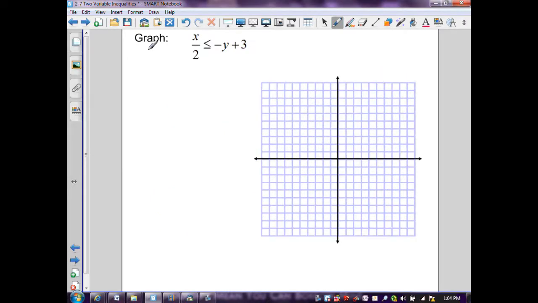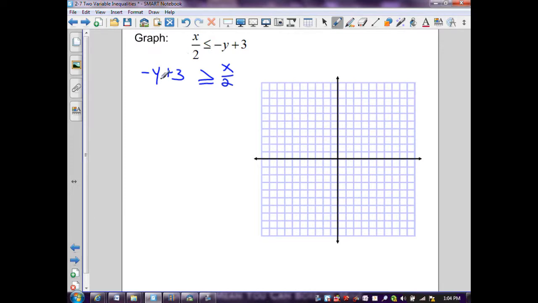For our next example, we want to graph x over 2 is less than or equal to negative y plus 3. I'm going to flip this around, so I'm going to have negative y plus 3, and on the right side I'm going to have x over 2. In this type of situation, I know that x over 2 has to be less than this quantity. So I'm going to mark my inequality the same way it is in the original problem. In other words, negative y plus 3 is greater than or equal to x over 2.